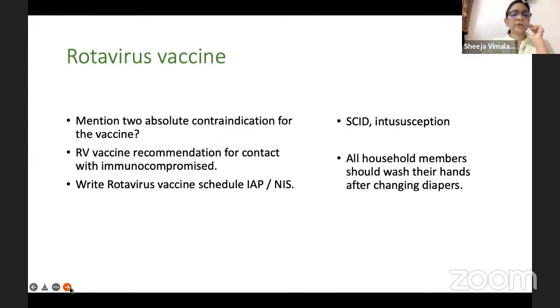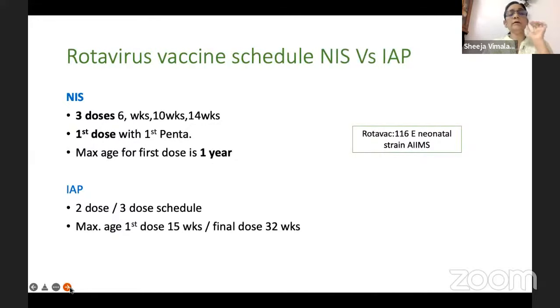Now, write the vaccine schedule. Here, you need to understand rotavirus vaccine in the national schedule is 3 doses. That is 6 weeks, 10 weeks, 14 weeks. Here, the first dose is always given along with penta. Whereas in IAP, depending on the brand, it may be a 2-dose schedule or a 3-dose schedule. But IAP categorically says that the first dose should be given before 15 weeks of age. That's to be precise, 14 weeks, 6 days. And the final dose should be given before 32 weeks of age.